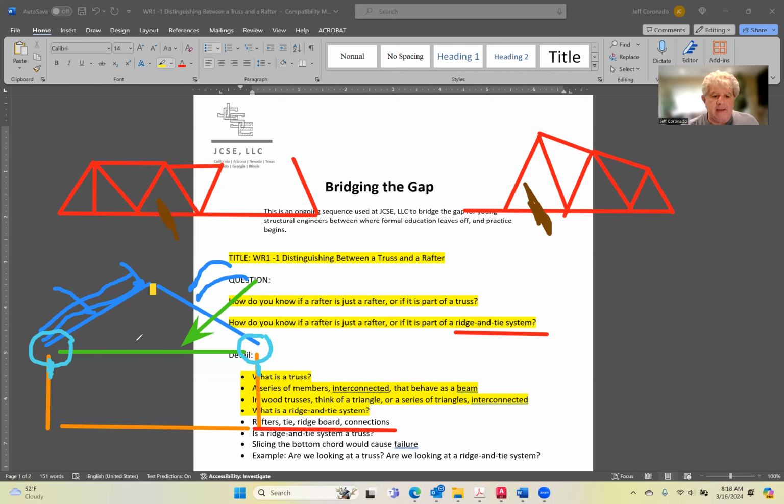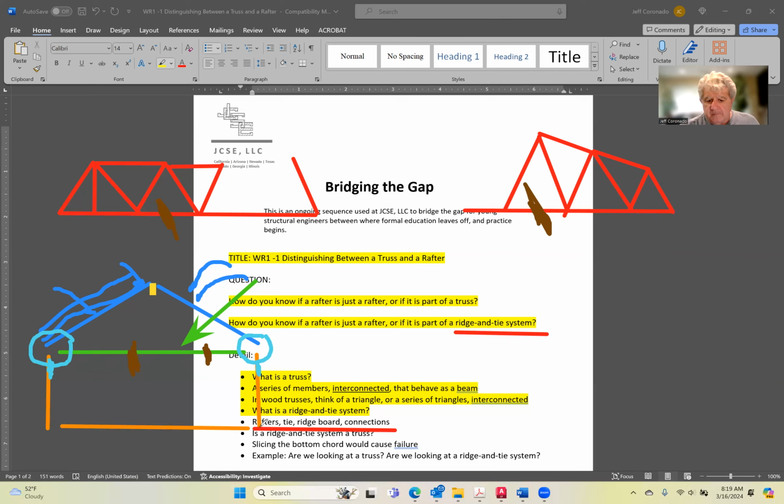Likewise, if I cut this right here, either way, right? If I cut the bottom chord of this truss, I'm going to cause it to fail, right? In this ridge and tie system, what in essence is made out of the ceiling joist, if I go in here and I cut ceiling joists, I'm causing this truss to fail.